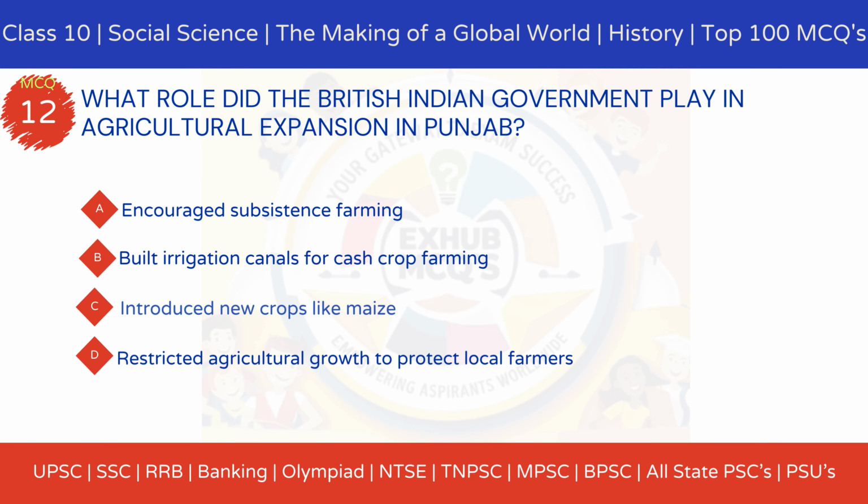MCQ 12. What role did the British Indian government play in agricultural expansion in Punjab? Option A, encouraged subsistence farming. Option B, built irrigation canals for cash crop farming. Option C, introduced new crops like maize. Option D, restricted agricultural growth to protect local farmers.